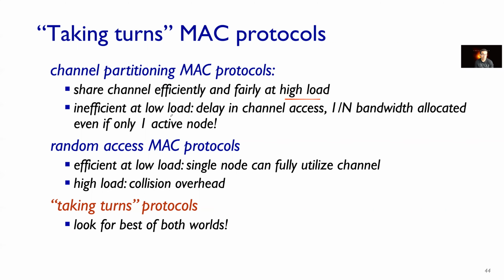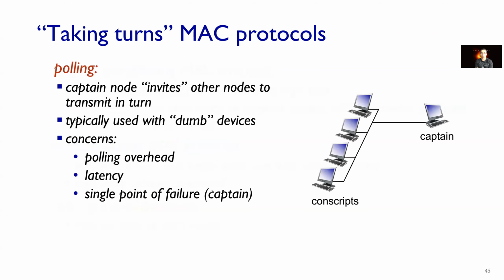Random access is actually efficient at low load. So when there are only a handful of nodes, or maybe 1 or 2 nodes, they can generally get good use of the channel. But at very high loads, there's a lot of collision overhead, right? So taking turns is trying to achieve a balance between both.